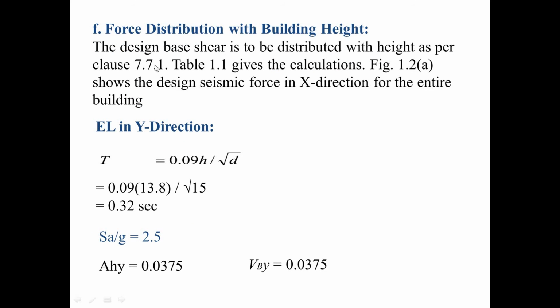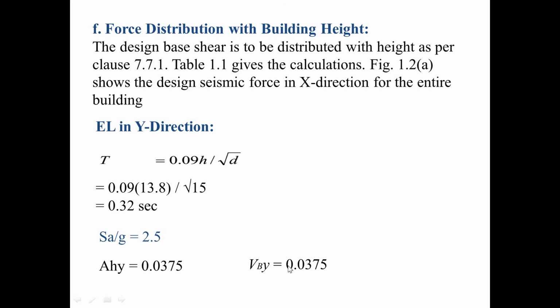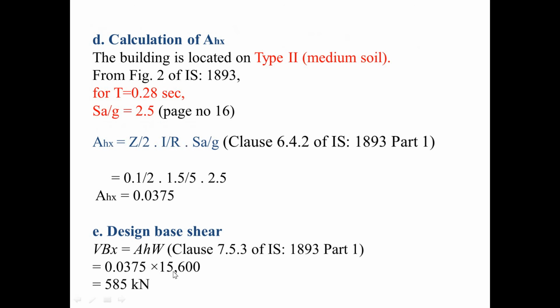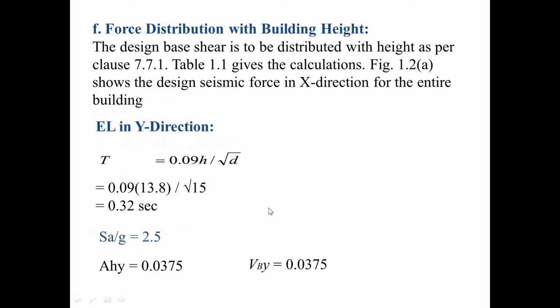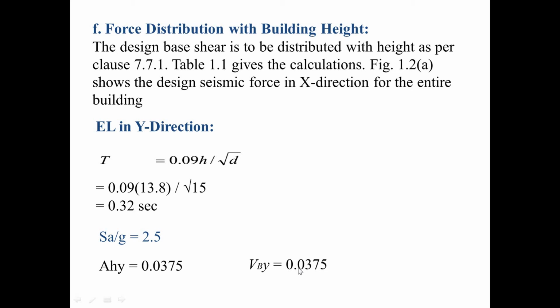Similarly for y direction also we have to calculate again the time period. The formula will be same, but only that base dimension will be different. Base dimension along this is 15. Okay, so here the time period 0.32, SA by G will be same. Okay, soil parameter is same. AHY is equal to 0.0375 and VBY equal to 0.0375. Okay, here VBY must be equal to 585. Okay, here there is a mistake. VBY should be 585 because we have to multiply 0.0375 into this factor 15,600. Therefore VBY will be equal to 585 here also.